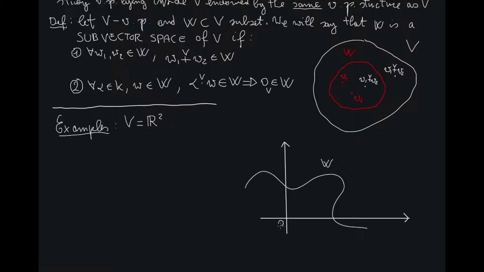0 in V. Therefore, we see that the vector space structure on V does not give a vector space structure on W, okay? Because one of the reasons is because the identity element does not belong to this subset, okay?